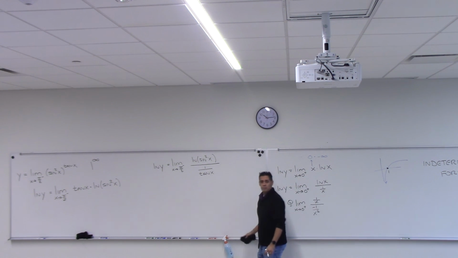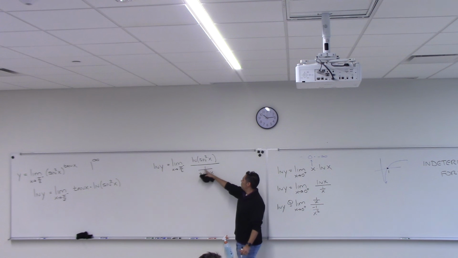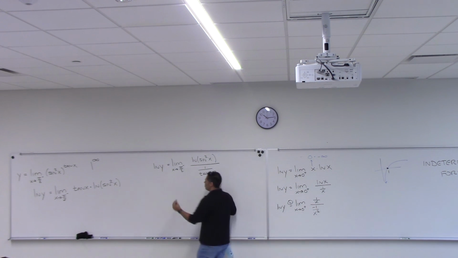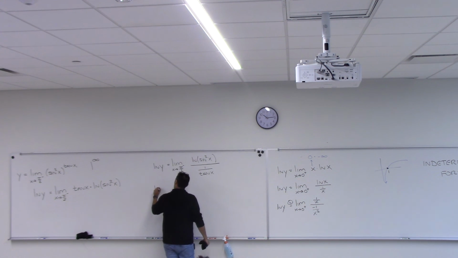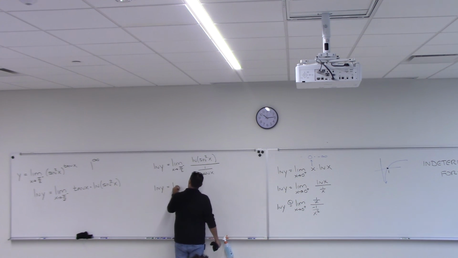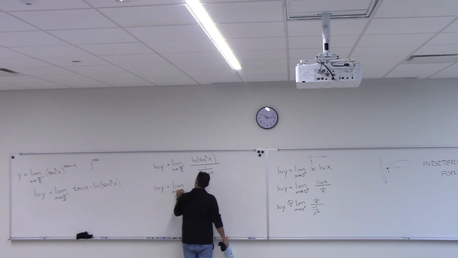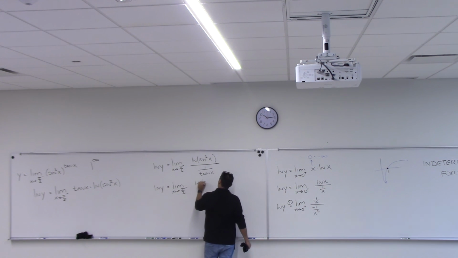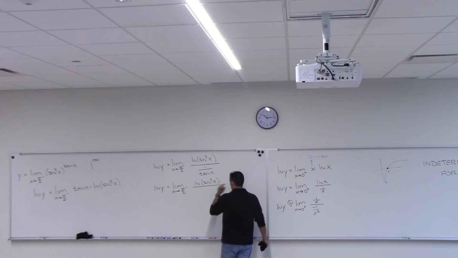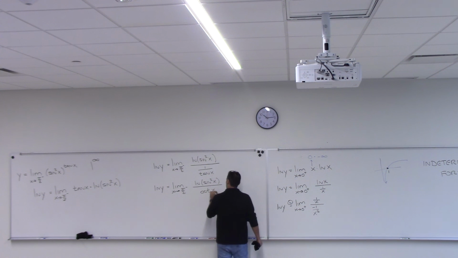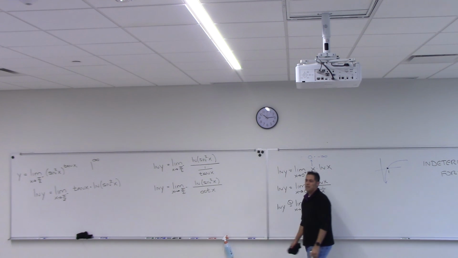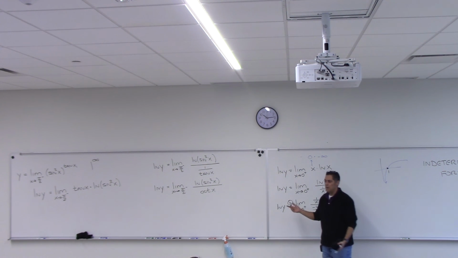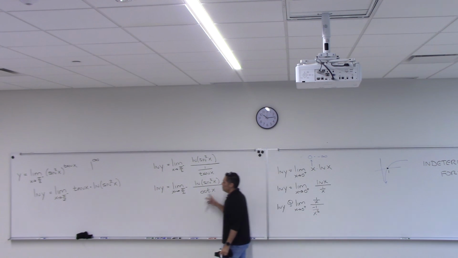Okay, we good? I'm not going to take the derivative of this with the quotient rule. I'm going to rewrite that as cotangent, and then I'll use the formula on my formula sheets. Natural log y equals the limit as x approaches pi over 2 from the left of natural log of sine squared x over cotangent x. Now, this is guaranteed to be either infinity over infinity or 0 over 0. You don't need to check it.